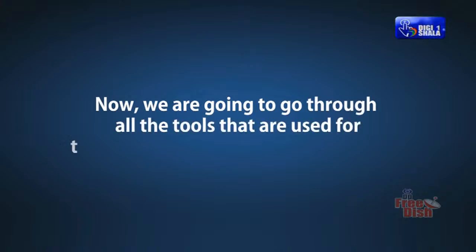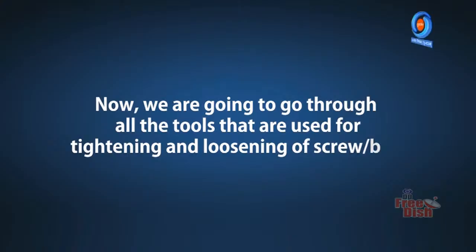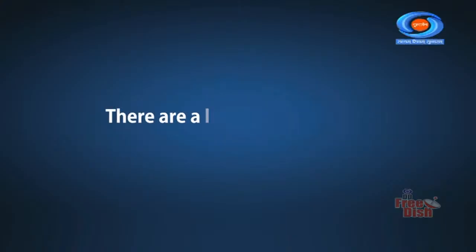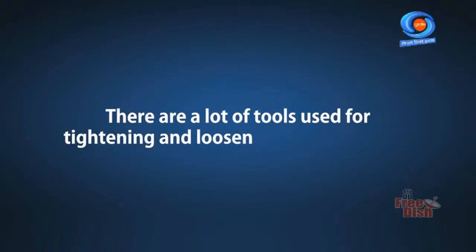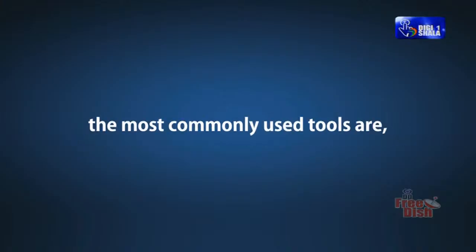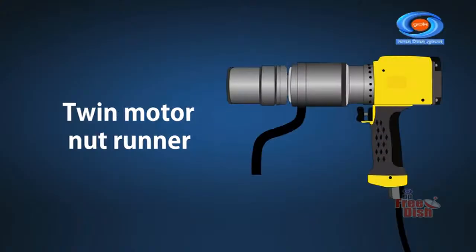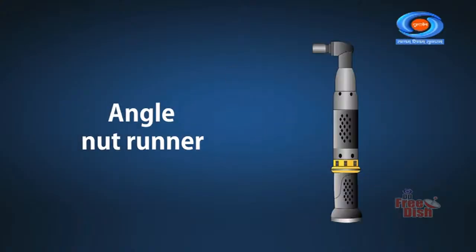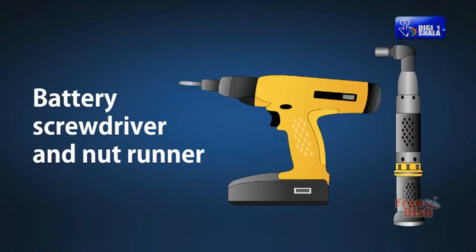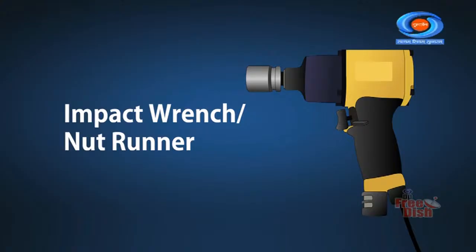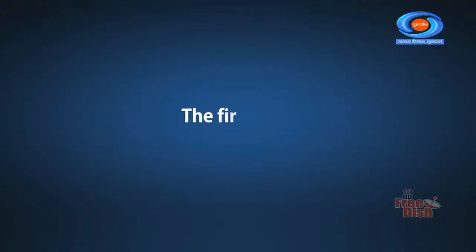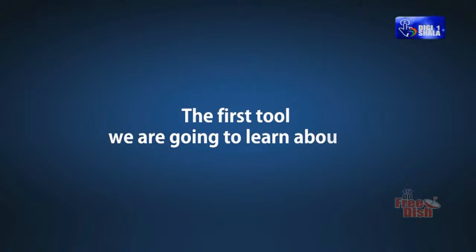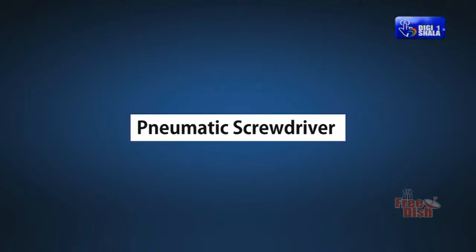Now we are going to go through all the tools that are used for tightening and loosening of screw or bolt. There are a lot of tools used for tightening and loosening. The most commonly used tools are pneumatic screwdriver, twin motor nut runner, angle nut runner, battery screwdriver and nut runner, impact wrench or nut runner. The first tool we are going to learn about is the pneumatic screwdriver.